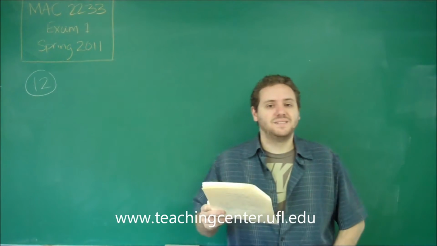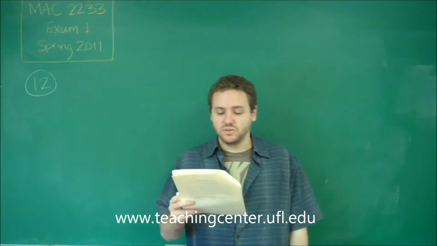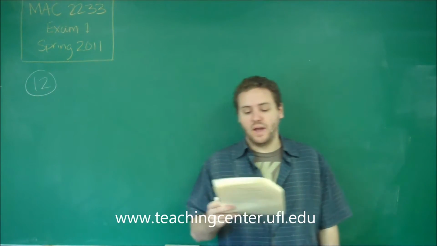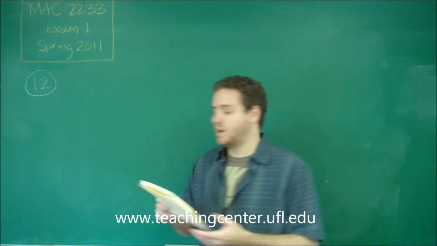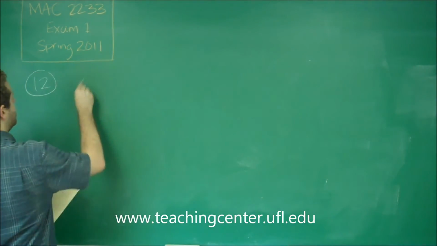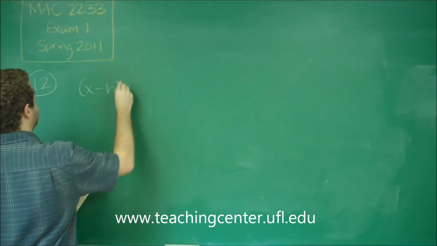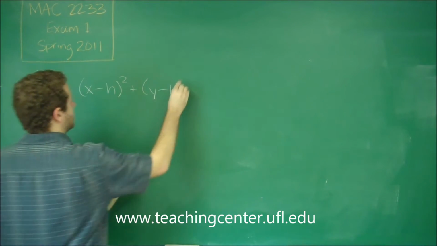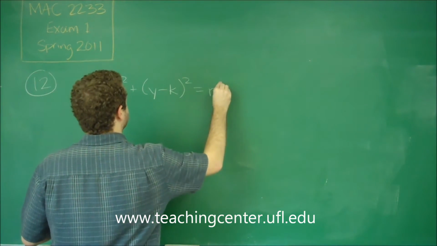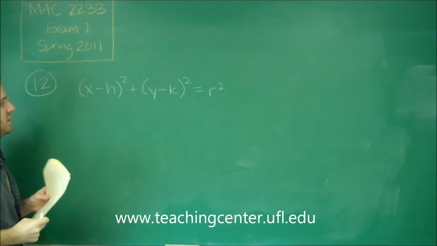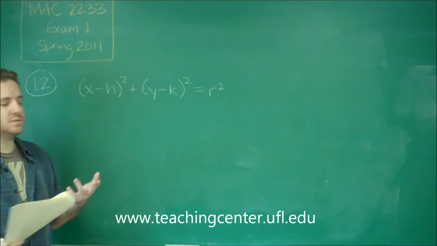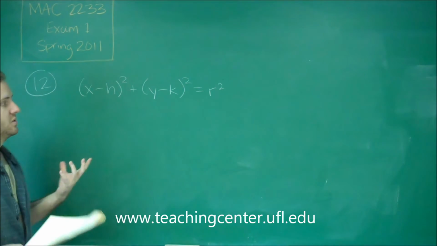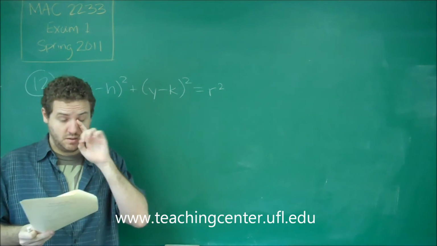Okay, so number 12 has to deal with the equations of circles. We want to write the equation of a circle with a center 4, -2, and it contains the point 0, 1. Remember that in general, the equation of a circle looks like this: (x - h)² + (y - k)² = r². What these are: x and y are any point on the circle, h and k are the coordinates of the center of the circle, and r is the radius.